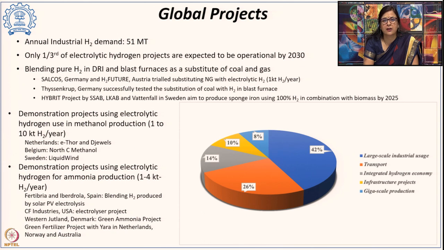Similarly, there are several demonstration projects using electrolytic hydrogen for methanol production, like in Netherlands, Belgium and Sweden, and use of electrolytic hydrogen for ammonia production. These are ongoing in Spain, US, Denmark, Norway, Australia and Netherlands. Now, if we quickly see such projects, about 42% of these are for large scale industrial usage, 26% for the transportation segment, about 10% are dedicated to infrastructure projects, 8% for gigawatt scale production, and 14% are for integrated hydrogen economy based projects.